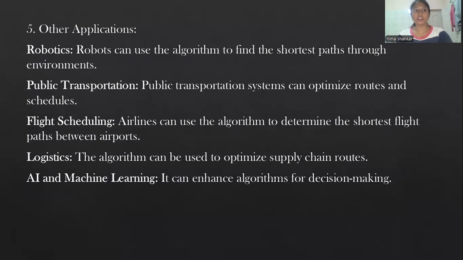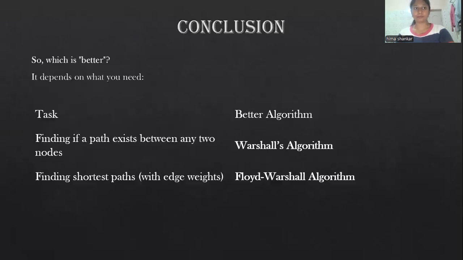Other applications. Robotics: robots can use the algorithm to find the shortest path through an environment. Public transportation: it can optimize routes and schedules. Flight schedules: airlines can use this algorithm to determine the shortest path between airports. Logistics: the algorithm can be used to optimize supply chain routes. AI and machine learning: it can enhance algorithms for decision making.